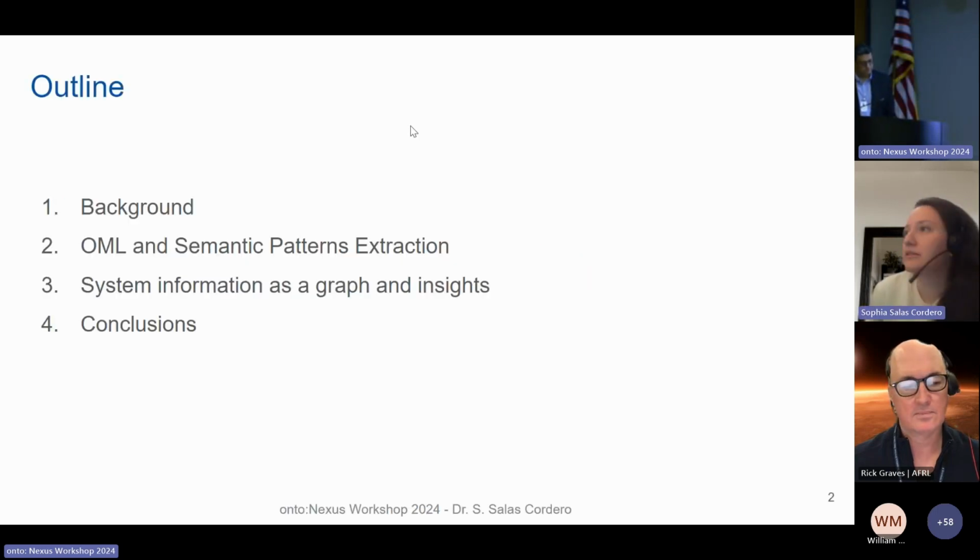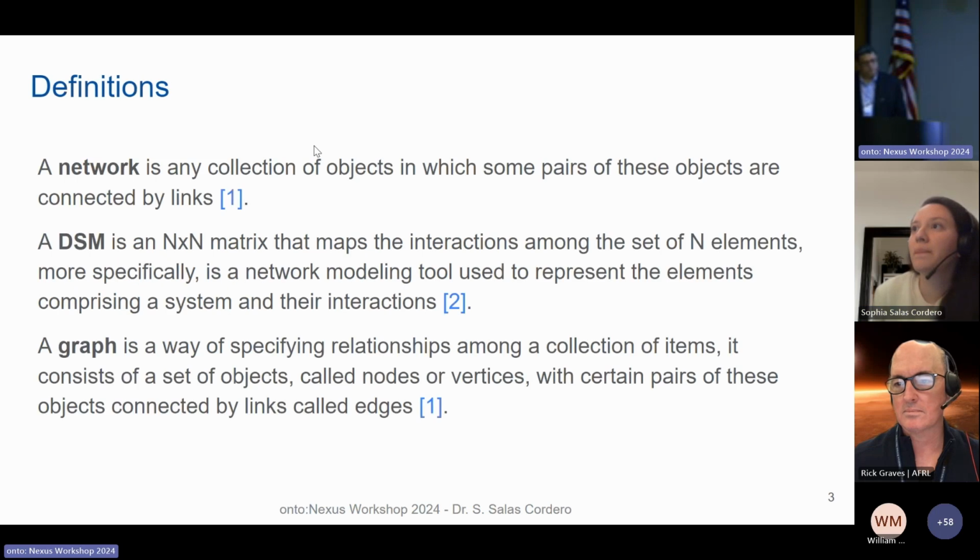So for the outline, we'll start with a short background, OML and semantic patterns, system information using a graph, and seeing the insights from them, and some conclusions. So for some short definitions, just to get everyone on the same page.